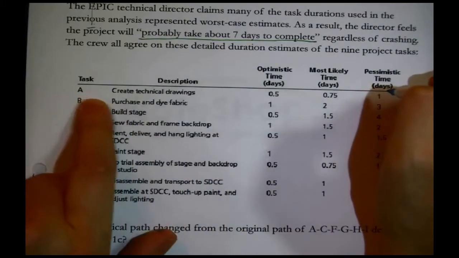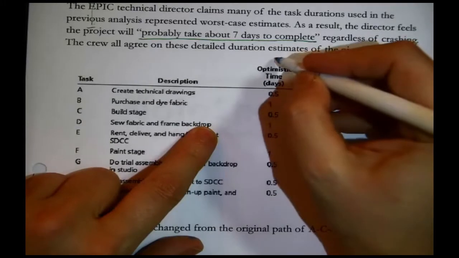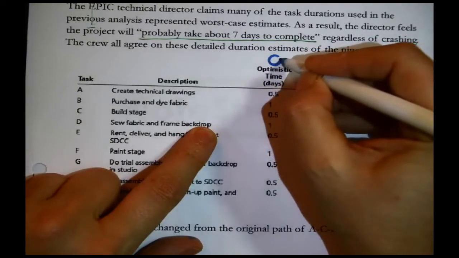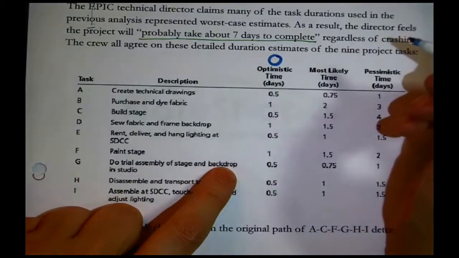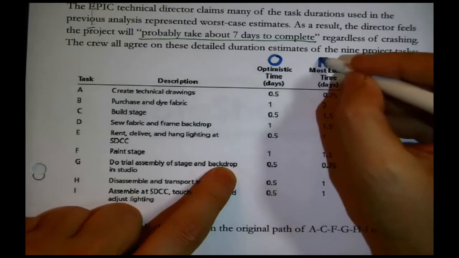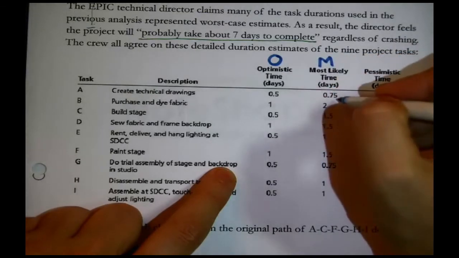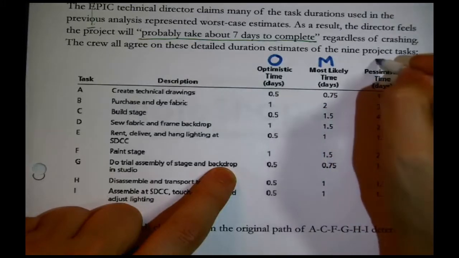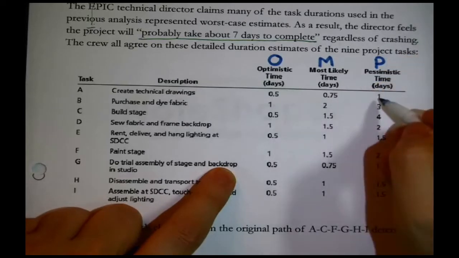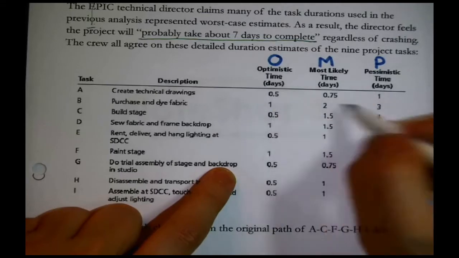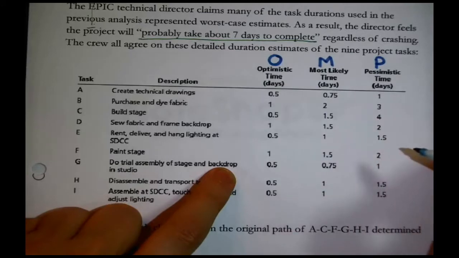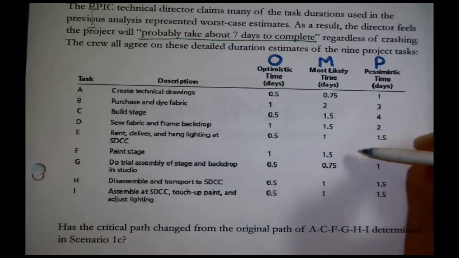For instance, task A, create technical drawings, it says optimistic time, frequently abbreviated with a capital O, half a day. Meaning that if everything goes really, really well, it'll take about half a day. Most likely time, abbreviated with a capital M, meaning that most of the time the crew agrees it usually takes about 3/4 of a day. And pessimistic time, frequently abbreviated with a P, meaning that the worst case scenario is that it will take about a day, and so on and so forth. You see that each one of the tasks has these 3 estimates.